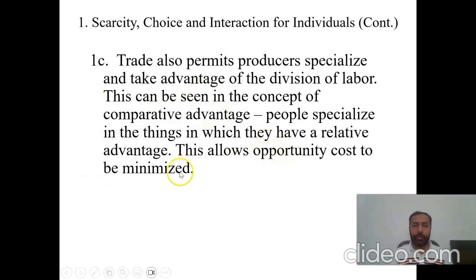This allows opportunity cost to be minimized if people specialize in the things in which they have a relative advantage. By relative advantage, we mean that you can produce that product at a cost which other people cannot. So this is your relative advantage relative to other producers, and this allows the opportunity cost of the product to be minimized.